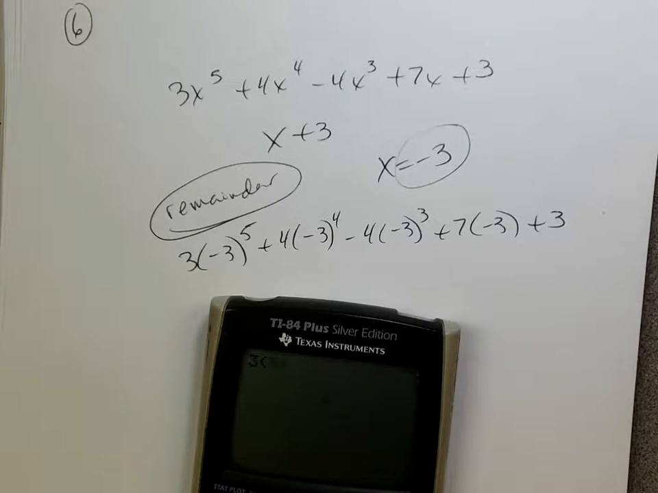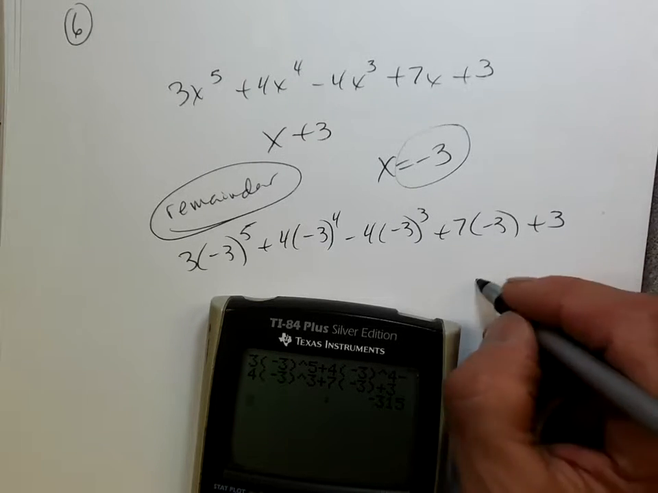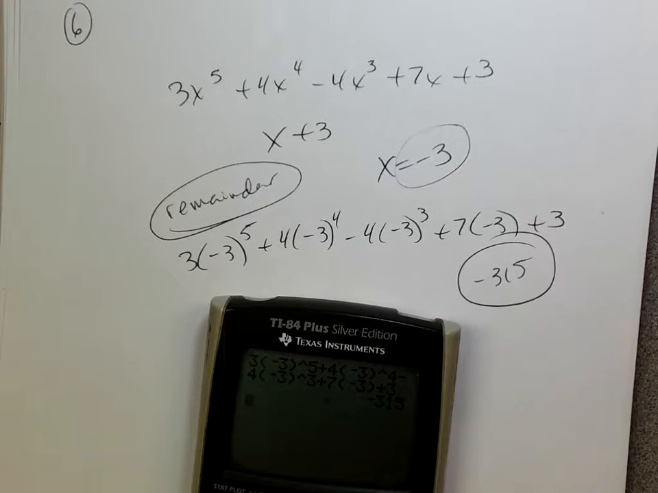3 times -3 to the 5th plus 4 times -3 to the 4th minus 4 times -3 to the 3rd power plus 7 times -3 plus 3. -315 would be the remainder. If you divided it, the remainder is going to be -315. But by doing synthetic substitution, you just plug it in, it gives you the remainder. That's easy, isn't it? Okay, that's easy.